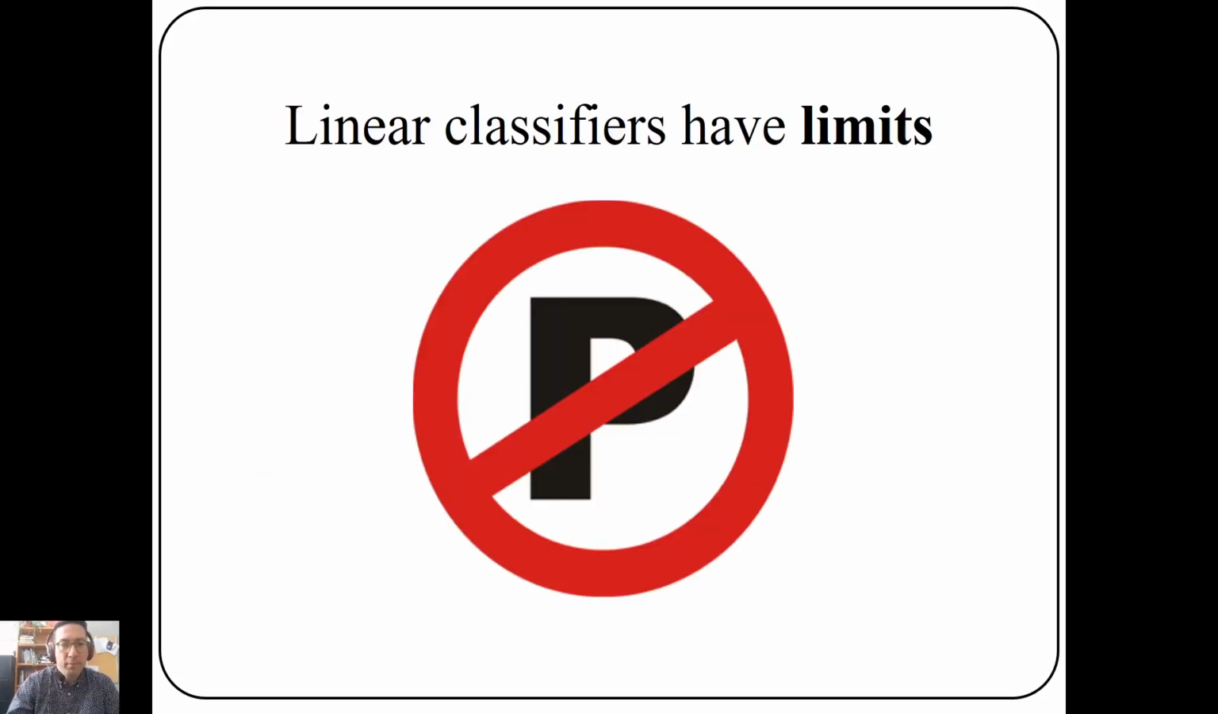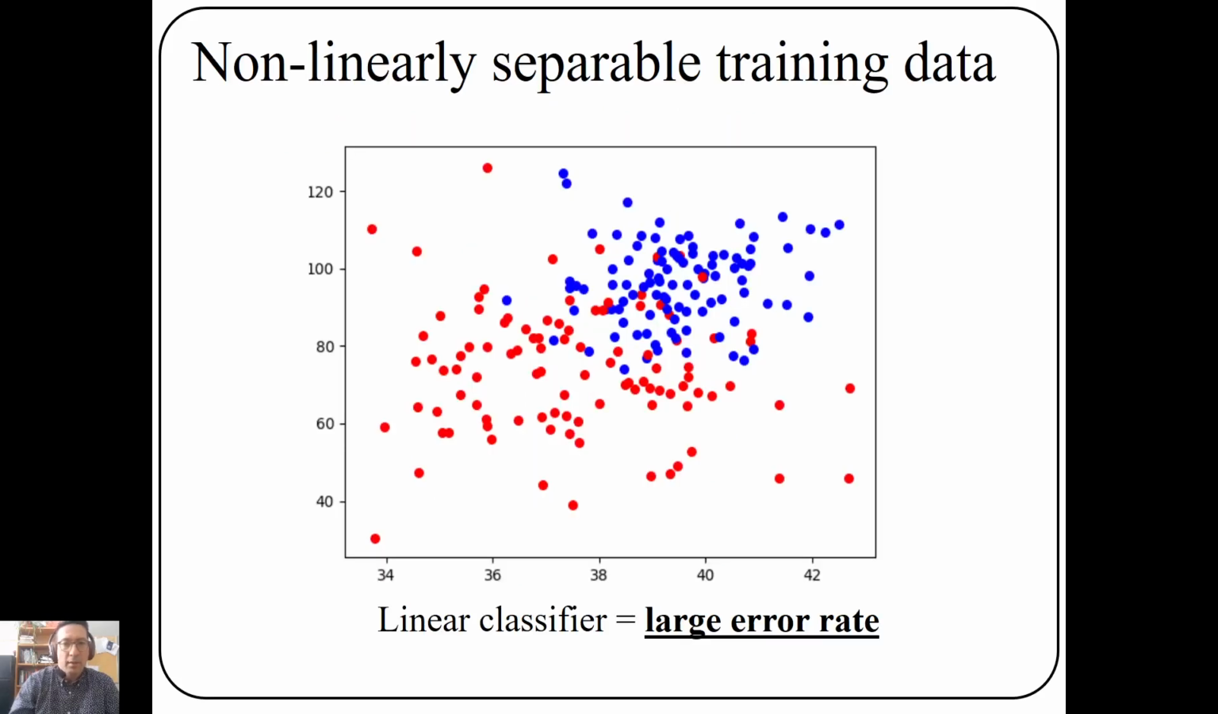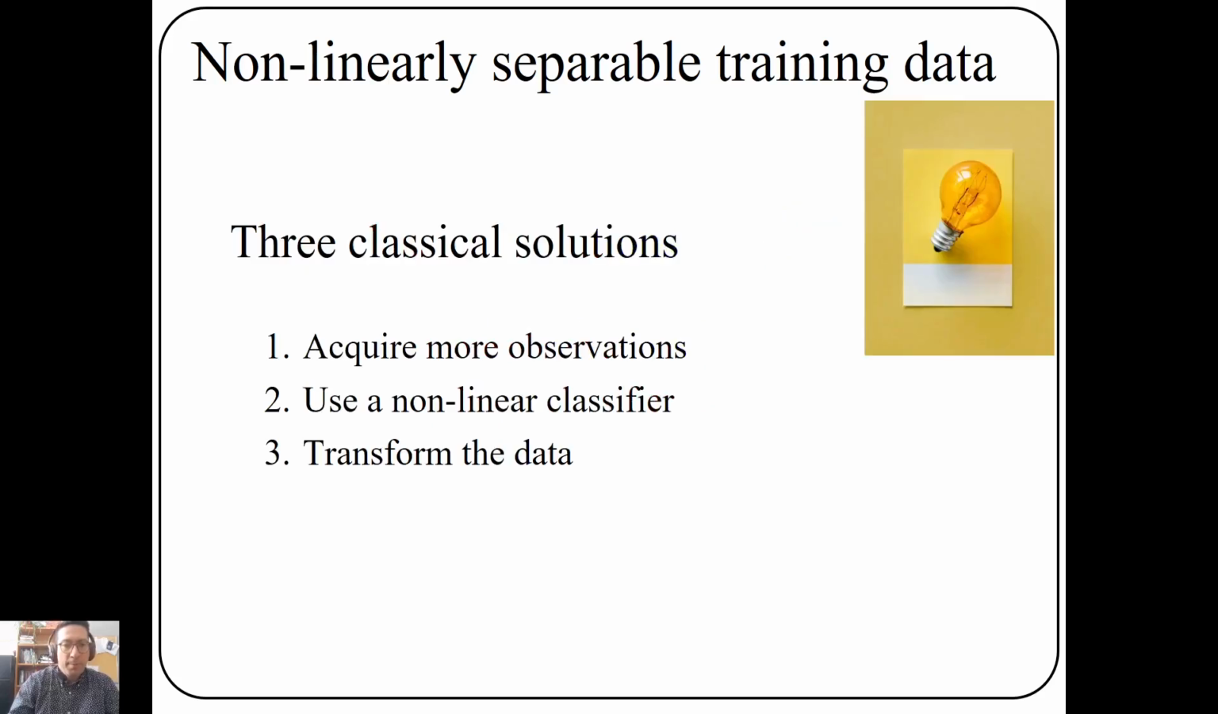Now obviously, linear classifiers have limits. For example, they don't work well on non-linearly separable data. In fact, if you were to use a linear classifier on the kind of data like this, you would get a very large error. To deal with non-linearly separable data, three classical solutions have been proposed. The first one is to acquire more observations, the second one is to use a nonlinear classifier, and the third one is to transform the data.